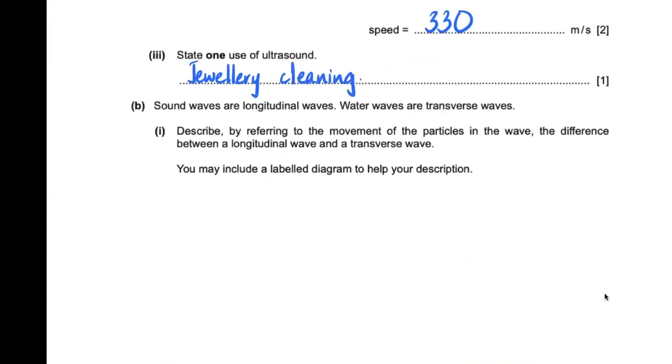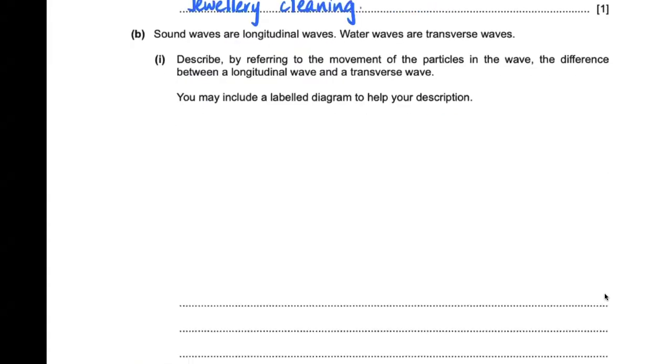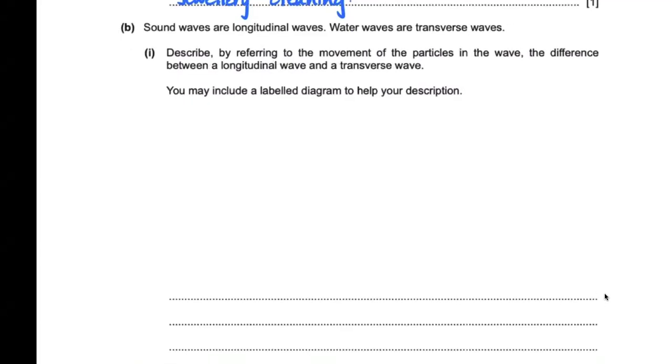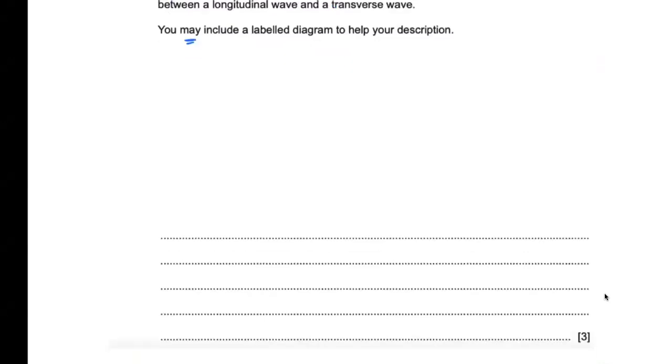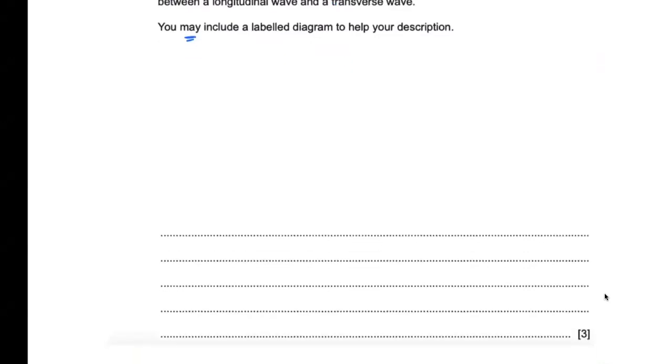Sound waves are longitudinal waves, water waves are transverse waves. Describe by referring to the movement of particles in the wave the difference between a longitudinal and a transverse wave. You may include a labeled diagram, but you don't have to if your explanation is crystal clear, which is what mine is going to be.